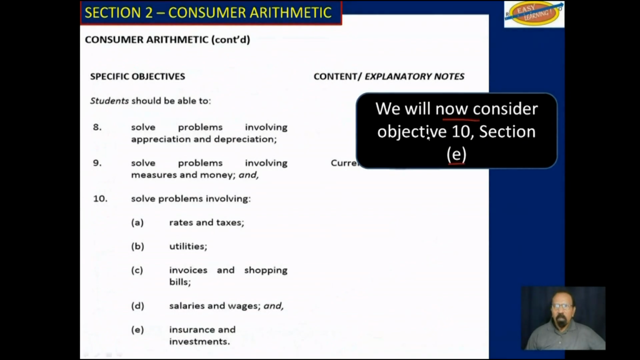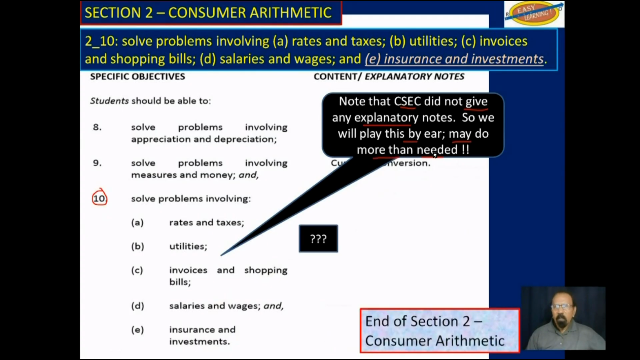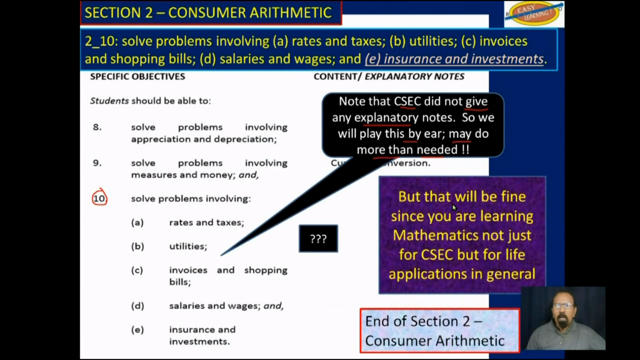So we will now consider E, which is from Objective 10 in section 2. Now note that CSEC CXC did not give any explanatory notes on this objective. So we will play it by ear, and because of that, I may actually cover more work than needed. So no explanatory notes. However, that will be fine since you are learning mathematics not just for CSEC, but for life applications in general. And this may be one area of mathematics that most people are not familiar with.